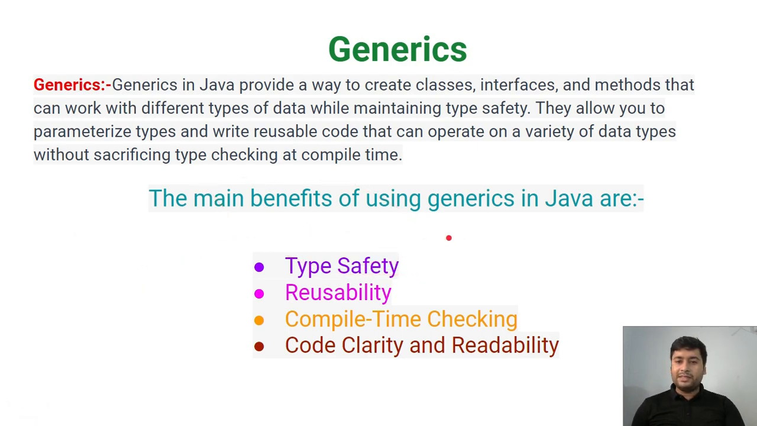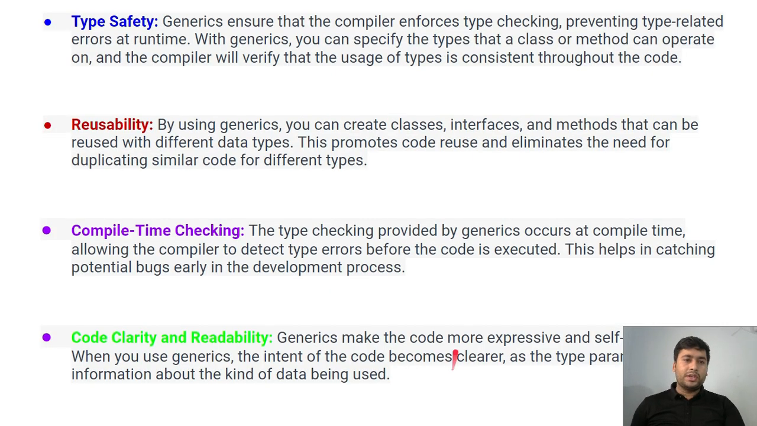The main benefits of generics in Java: reusability. Reusability means whatever methods we already have, we can reuse them. We can discuss those things also. Compile time checking, code clarity and reusability. So if you go here, you can see what type safe is. Generics ensure that the compiler enforces type checking, preventing type related errors at runtime. With generics, you can specify a type that a class or method can operate on, and the compiler will verify that the usage of the type is consistent throughout the code. So it will not store any other type of data; it will check at compile time only. That is called type safe.